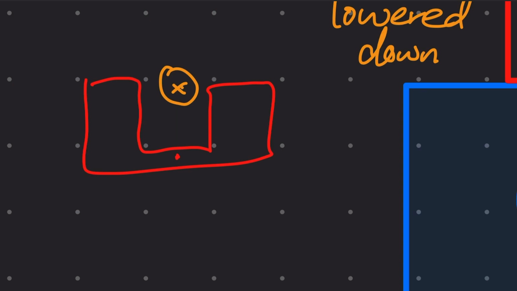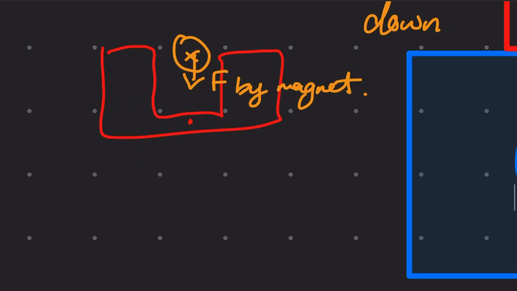So the force downwards is actually the force by the magnet. It's the attraction. And now guess what? The magnet also experiences a force that's going upwards because it's attraction, remember? So there's actually another force by the wire, because the wire is also attracting the magnet.